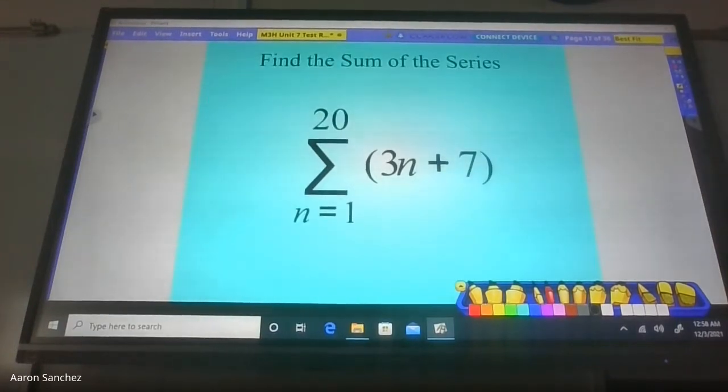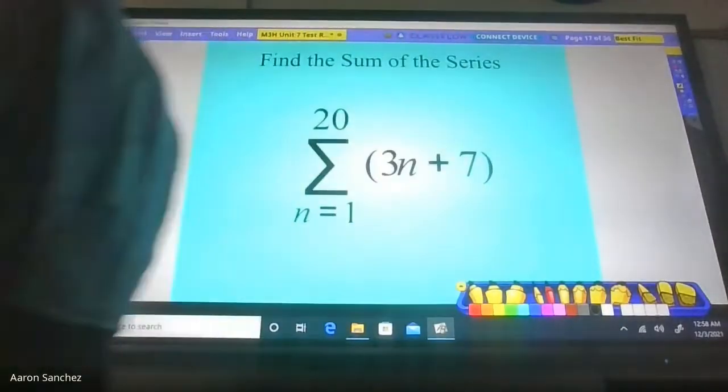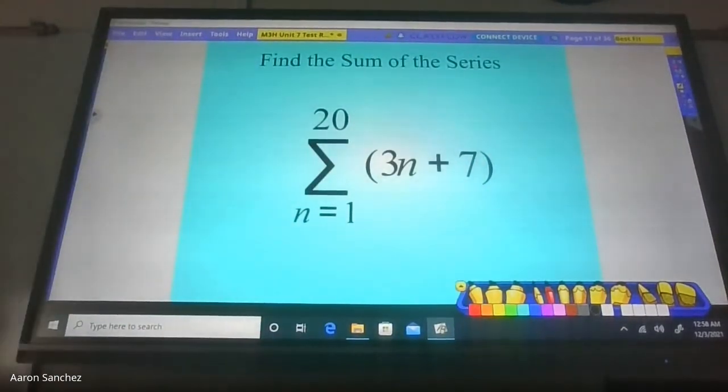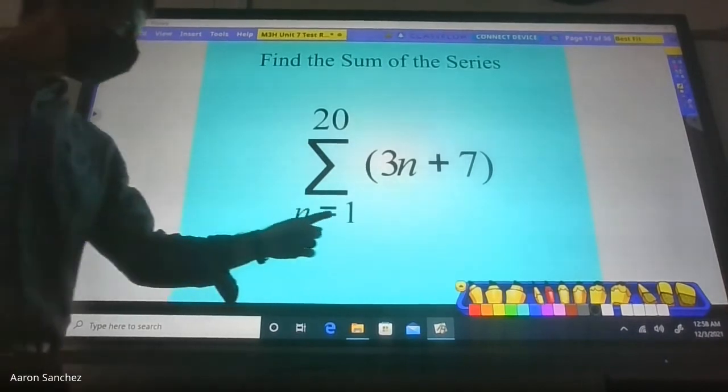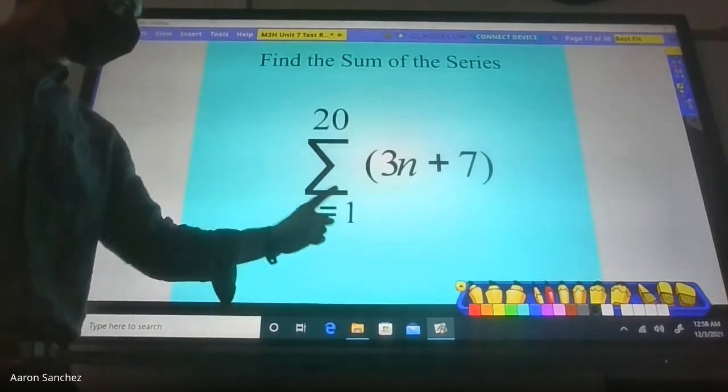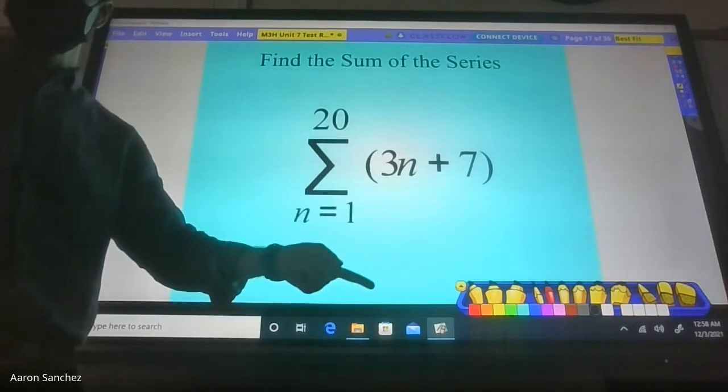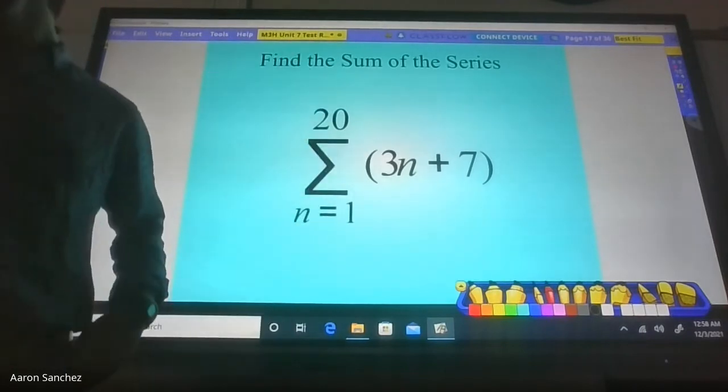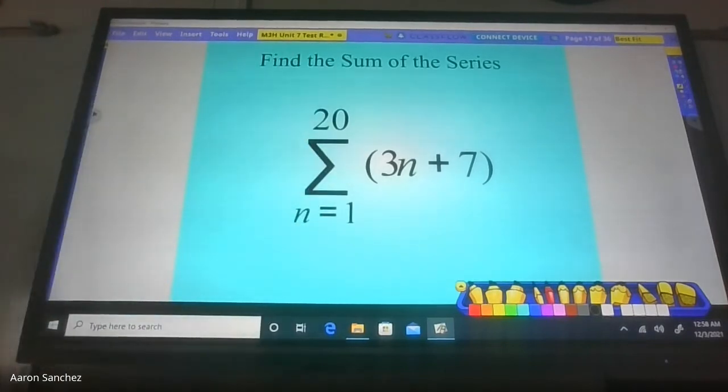Okay, find the sum of the series. This is something actually new that I haven't shown you, so make sure you take good notes for this. Find the sum of the series. You actually need an equation. Remember, now you can plug in 1, then plug in 2, then plug in 3, all the way up to 20, and then add them all up. That'll be kind of a pain. So there's a shortcut way.